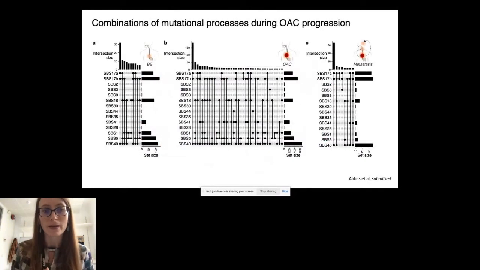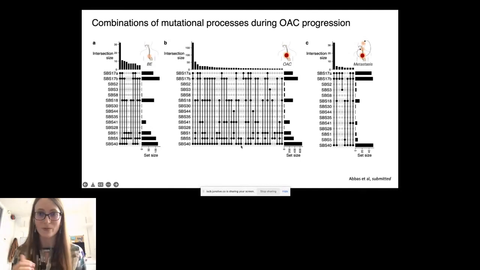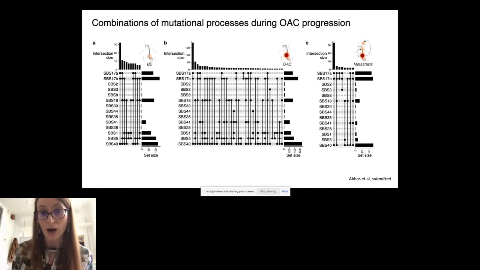Beyond signature 17, what are the other processes that are contributing? There's a variety of them, and it's a really complex landscape that I won't even try to explain, because it's not really possible to explain it in this way. But very briefly, I want to show you how we've been trying to model this.